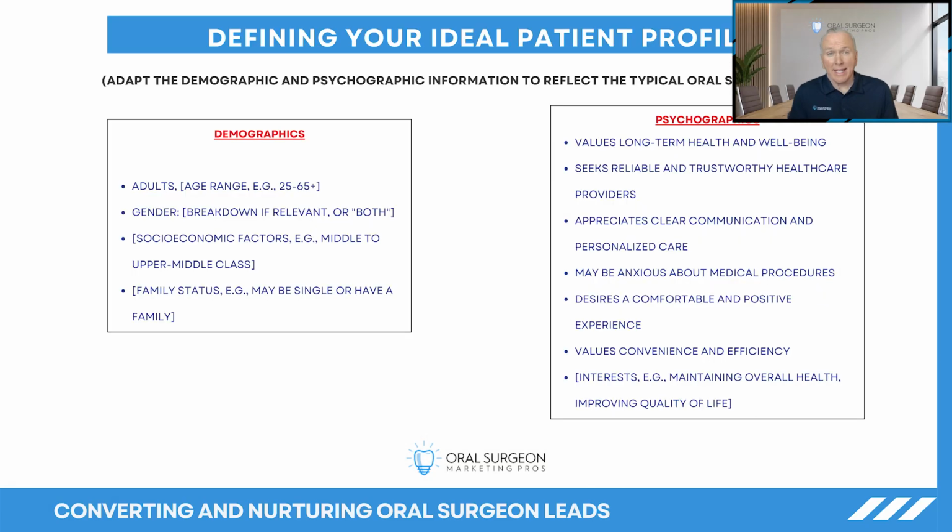Look at the demographic and psychographic breakdown displayed on your screen right now. Demographics. We are targeting adults across a broad age range, typically middle to upper middle class, regardless of family status. They place a high priority on long-term health investments. Psychographics. This individual values long-term health, seeks reliable and trustworthy healthcare providers, appreciates clear communication and personalized care. They may be anxious about medical procedures, desire a comfortable experience, and heavily value convenience and efficiency.